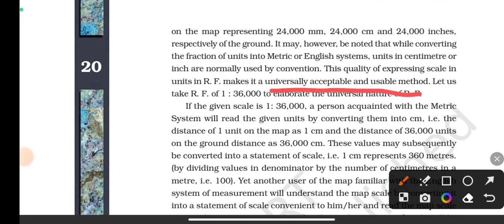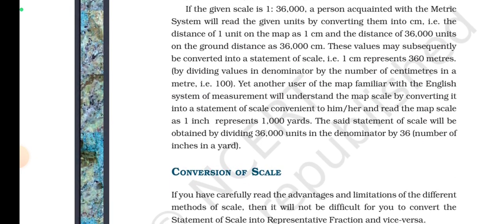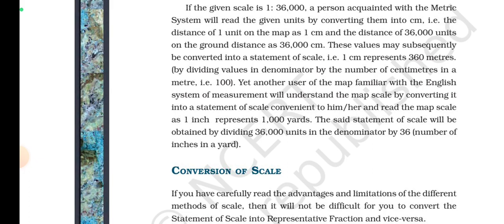Let us take RF of 1:36,000 to elaborate the universal nature of RF. If the given scale is 1:36,000, a person acquainted with the metric system will read the given units by converting them into centimeter. The distance of one unit on the map is 1 centimeter and the distance of 36,000 units on the ground is 36,000 centimeter. These values may subsequently be converted into a statement of scale: 1 centimeter represents 360 meters, by dividing values in the denominator by the number of centimeters in a meter.